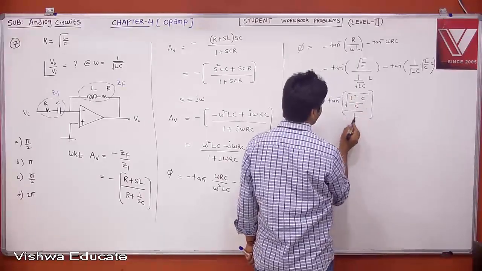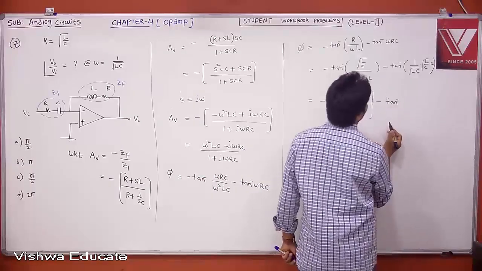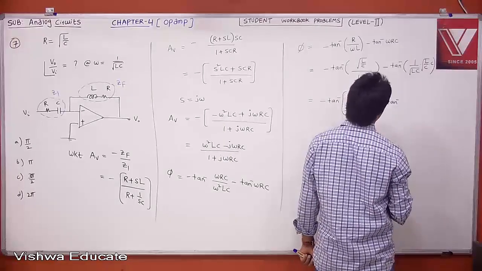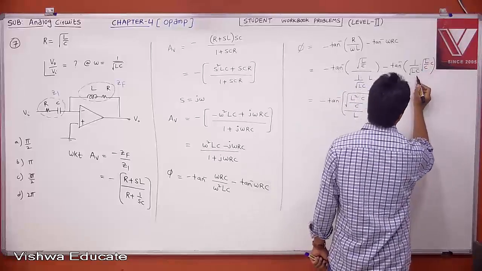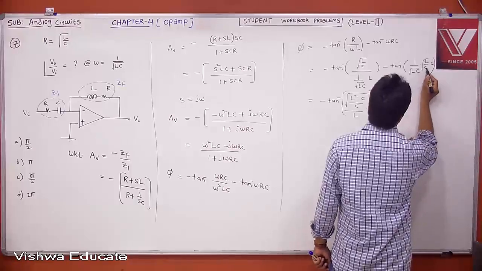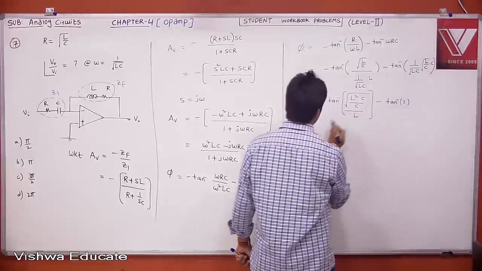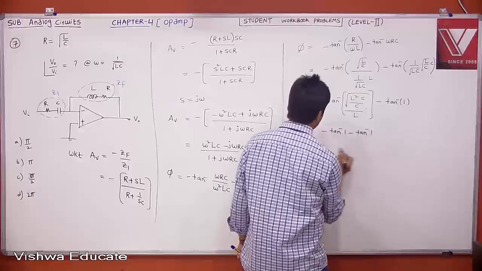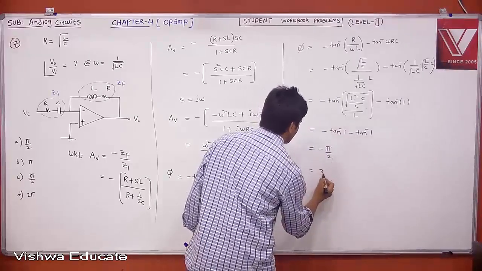I think everything is cancelled. C will be cancelled, root L square, done, minus tan inverse, C will be cancelled, right? Root L also will be cancelled, right? Root C, C will be cancelled, root L will be cancelled. This is 1 basically. This is also 1. Therefore, minus tan inverse 1 minus tan inverse 1. This is basically minus pi by 2, which is nothing but 3 pi by 2.